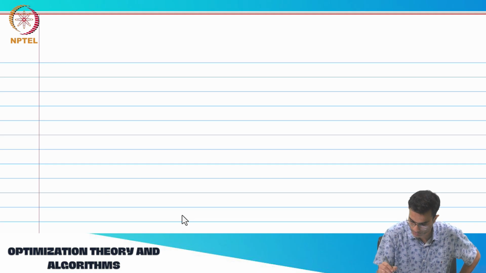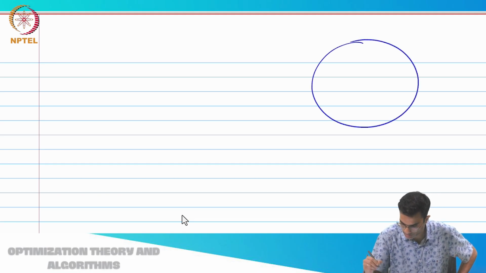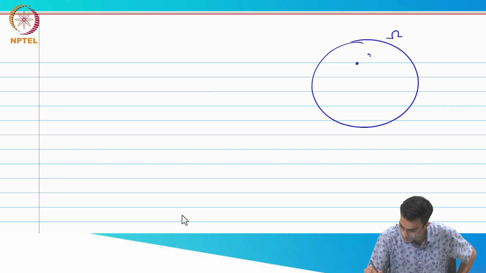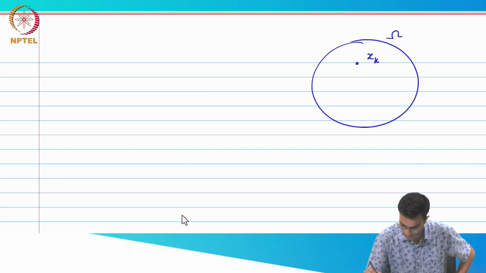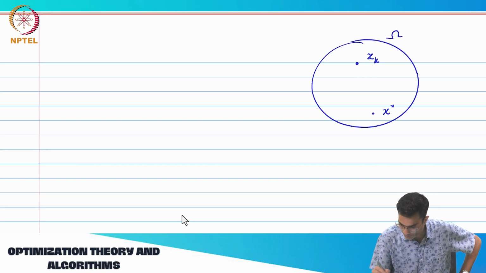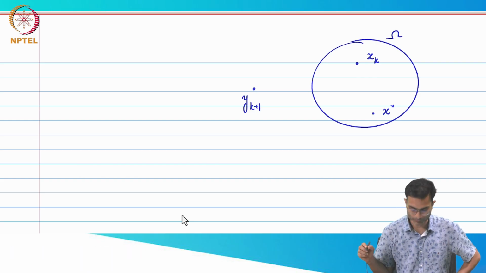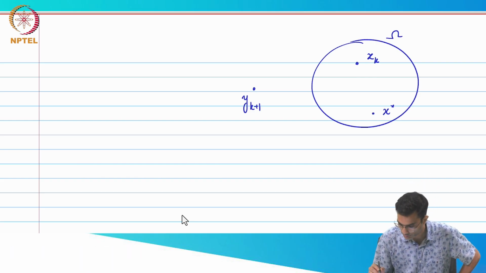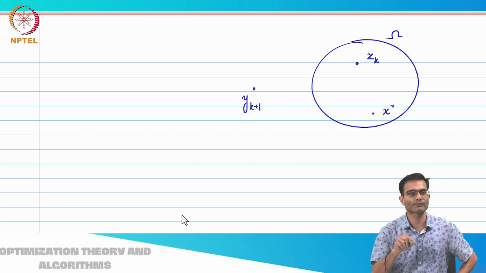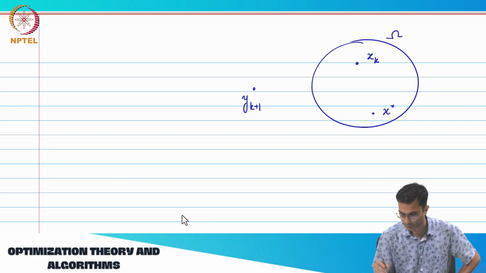So let's say this is my feasible set. Let us say this is my xk, this is my x star, and this is my yk plus 1. Now after projection, what will happen to yk plus 1? It will fall on the boundary, right?